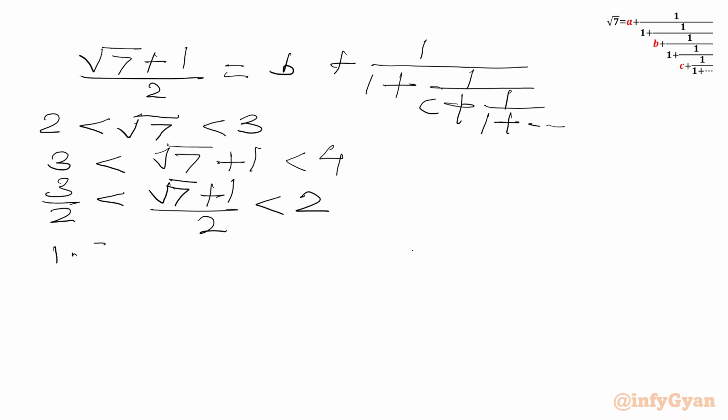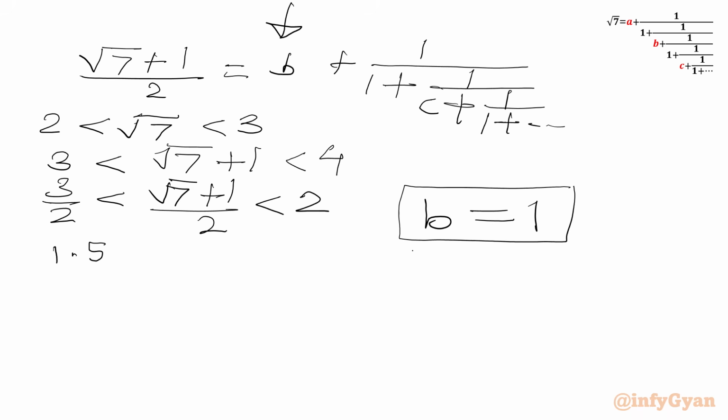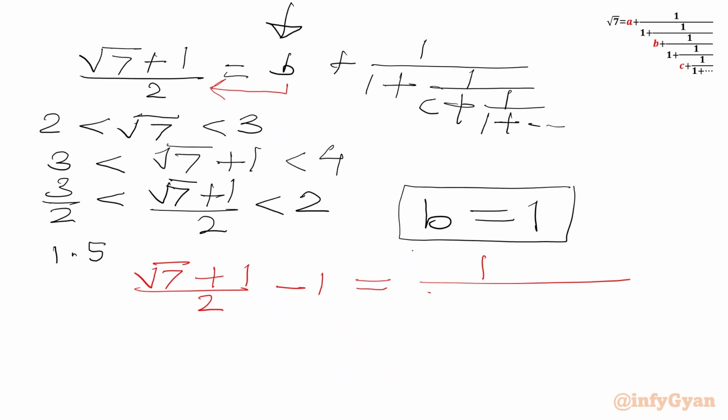So this is 1.5 and here we have 2. So our integer part must be 1. So I can write here b should be equal to 1. Now we are going to subtract b, or subtract 1, from both the sides. So we will write square root 7 plus 1 over 2 minus b, which is 1, equal to 1 over 1 plus 1 over c plus 1 over 1 plus up to infinity.